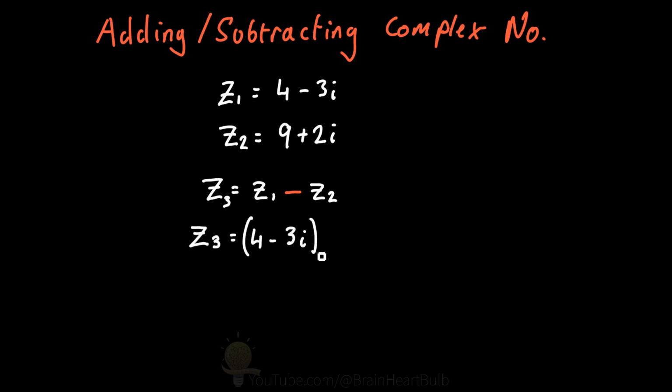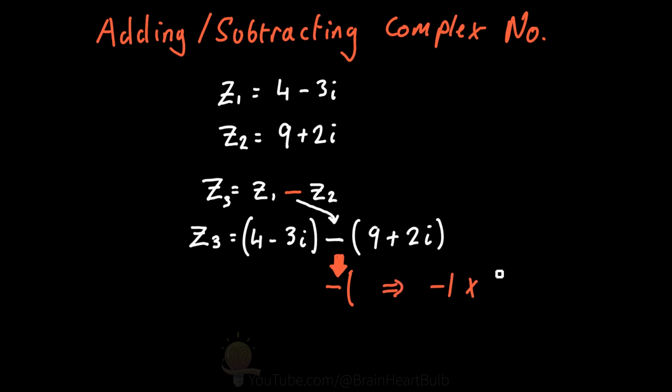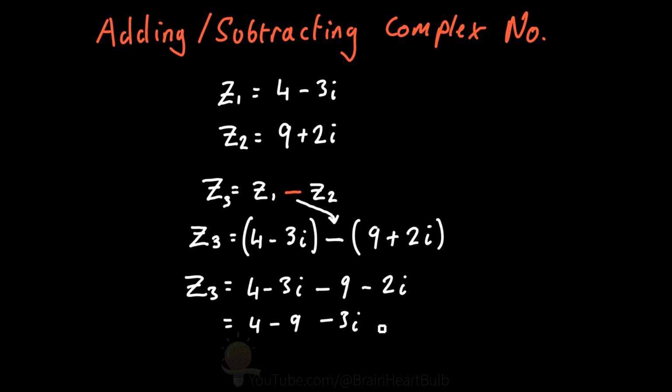So again, we write out the complex sum in full. We then expand out the brackets, and we need to take note here that this negative in front of the bracket is shorthand for -1 multiplied by a number within the bracket. So even though our Z2 complex number is +9, +2i, because we're subtracting it, we end up with -9 and -2i. So again, let's separate out the real and imaginary components and simplify.